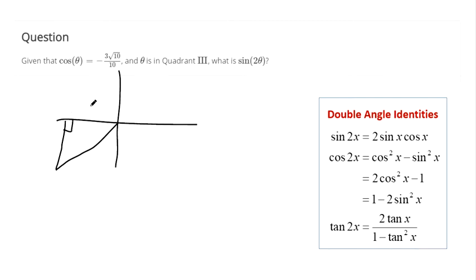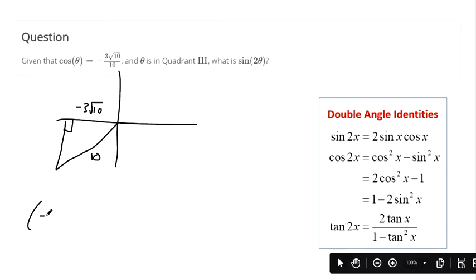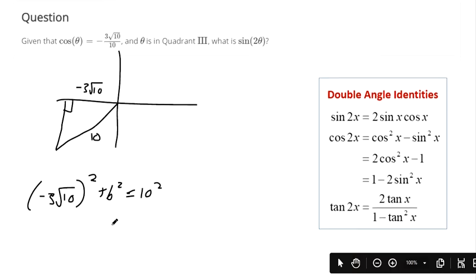Cosine is the adjacent divided by the hypotenuse. So the adjacent could be -3 square roots of 10, and the hypotenuse could be 10. And this is negative because we're in the negative direction on the x-axis. Right? So we could use a squared plus b squared equals c squared. And so if we simplify, this is 9 times 10 plus b squared equals 100.